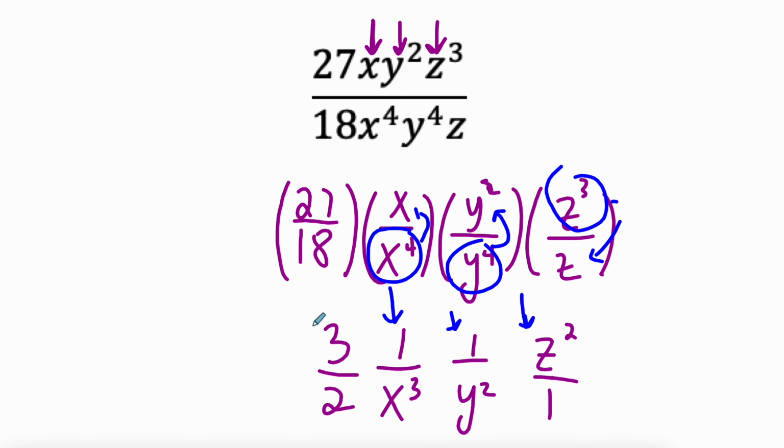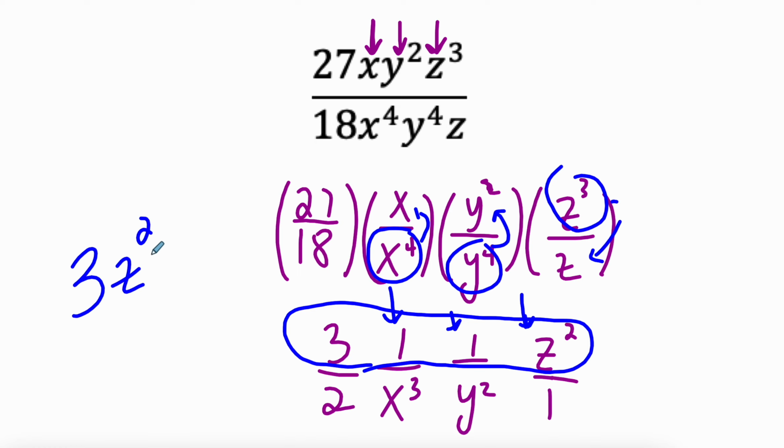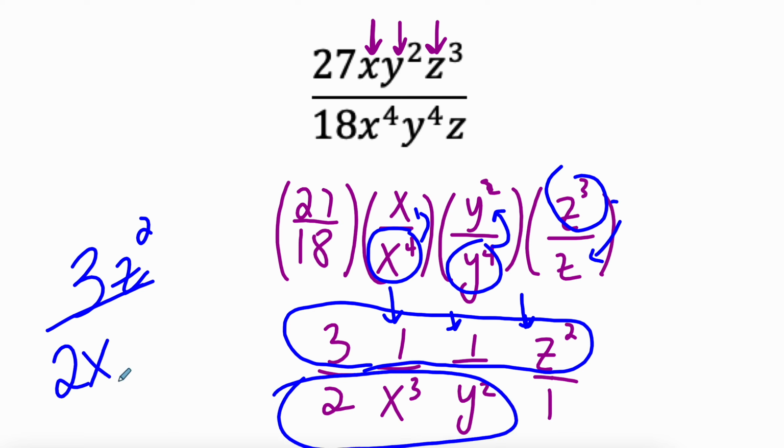In order to finish, we put these pieces back together, multiplying all of the numerators together and getting 3z squared, and then multiplying all of the denominators together, getting 2x cubed y squared.